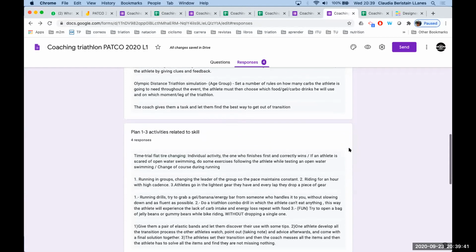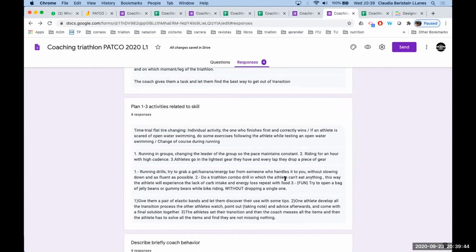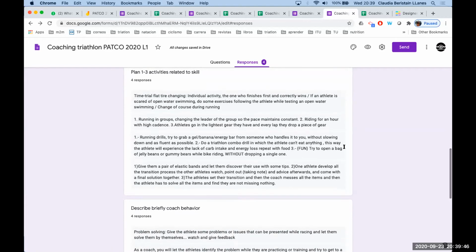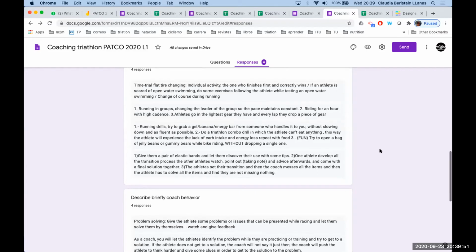Okay, and then what will be the activities? This is the third one. This one. So we're going to give them a drill where during running drills, they're going to have to try to either grab a gel, banana, or energy bar while someone is trying to feed them along the course. So this is a fun activity as well, where they have to learn how to get their nutrition on the course, how to open your gel or peel your banana and eat it while you're running.